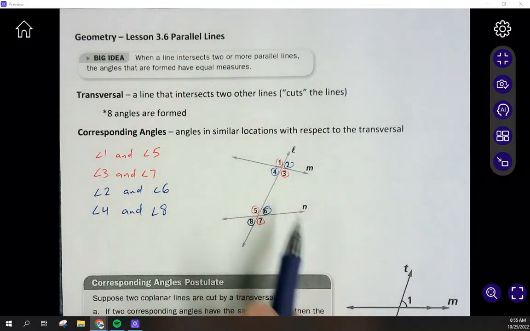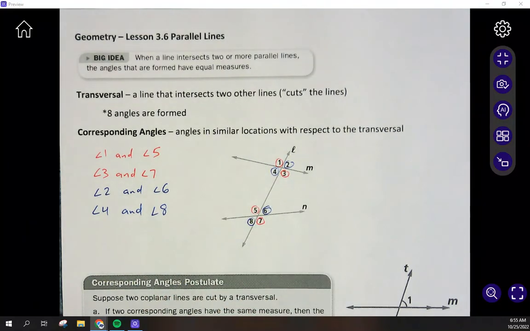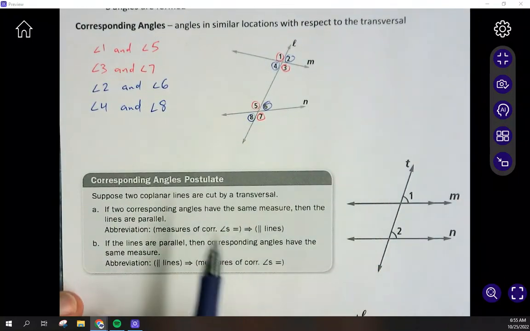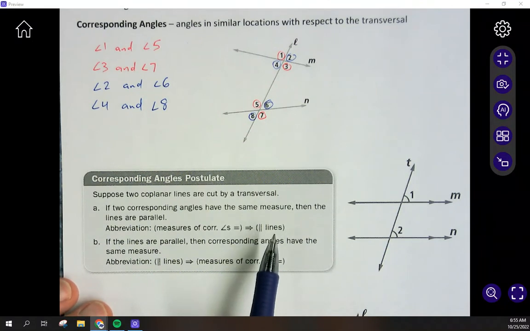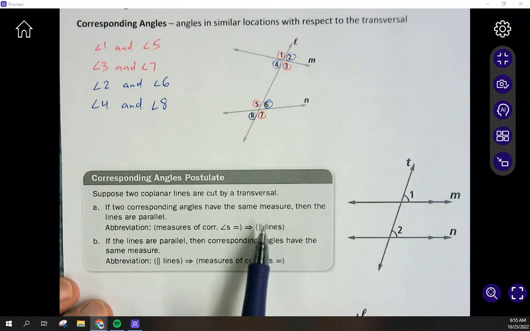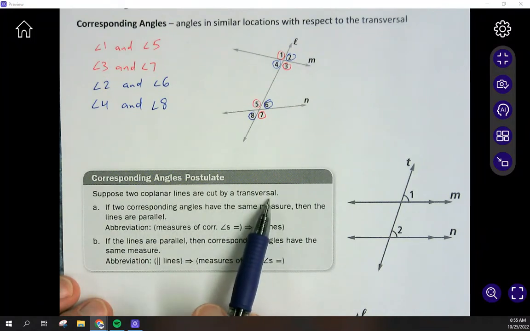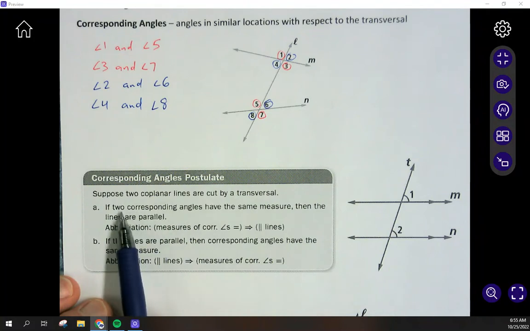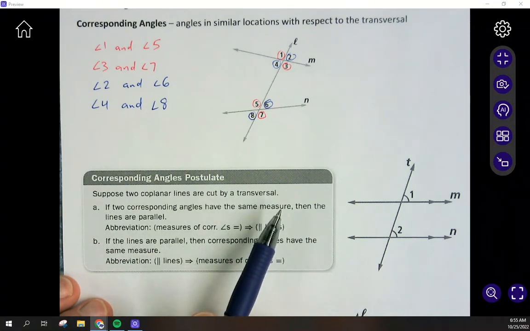Now, in a picture like the one here where we don't have parallel lines, there's really nothing special about those. But as we slide down and take a look, the corresponding angles postulate is going to give us some special situations that we're going to study specifically, and you've most likely seen this before. So suppose 2 coplanar lines are cut by a transversal. It's just setting this up. A, if 2 corresponding angles have the same measure.